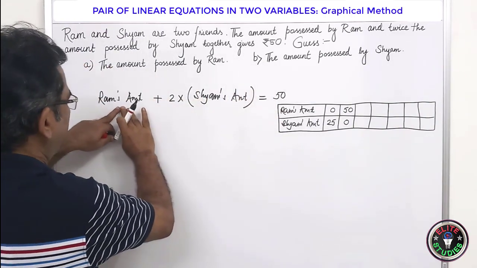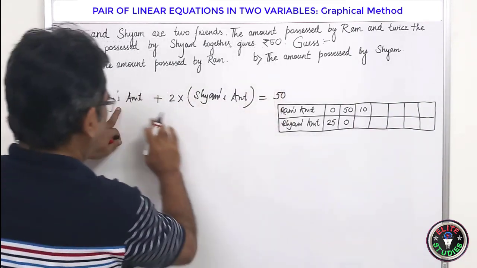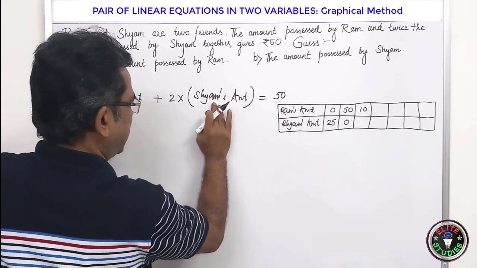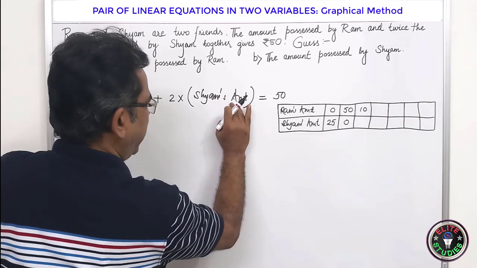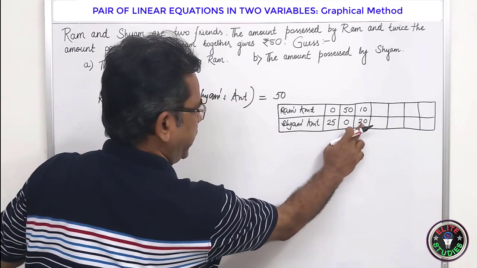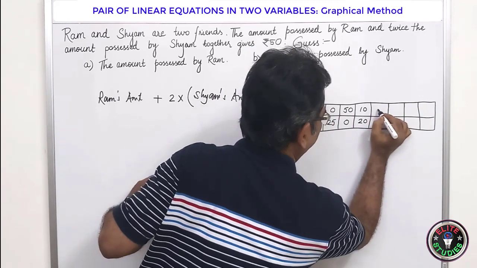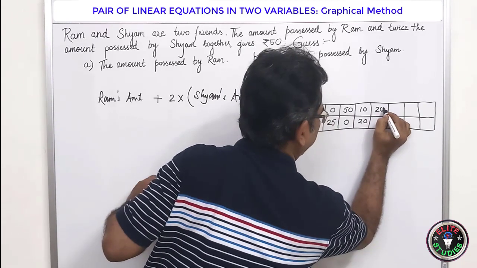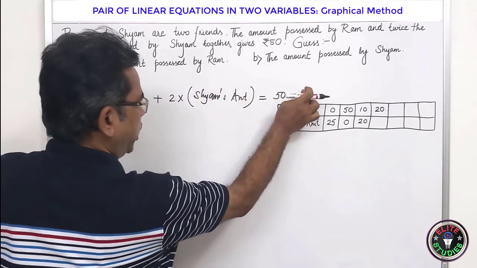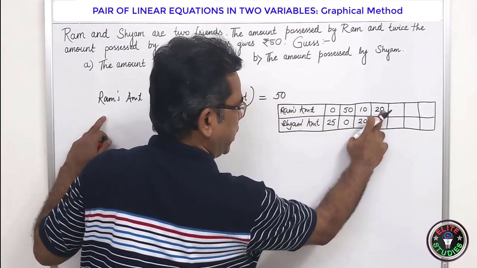If you consider Ram's amount to be, suppose, 10, then what will be Shyam's amount? 50 minus 10, that will be 40. So twice into 20 will be 40, so Shyam's amount will be 20. Have a look: twice Shyam's amount, 40, plus 10, it is 50. If you take Ram's amount as 20, then 50 minus 20 is 30. 30 divided by 2 is 15. Check: twice is 30 plus 20, 50.